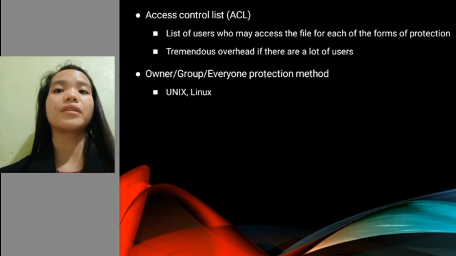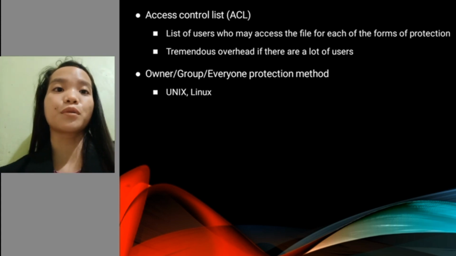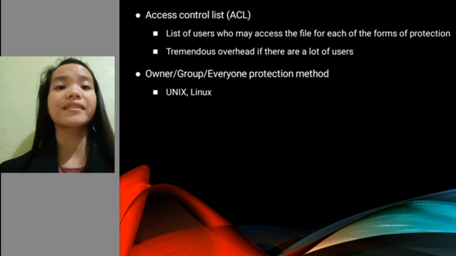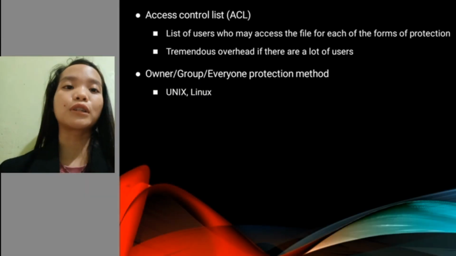So the access control list is a list of rules that specifies which users or systems are granted or denied access to a particular object or system resource. Access control lists can help us to organize traffic, to improve network efficiency, and to give network administrators granular control over users on their computer systems and networks. And then the owner, group, and everyone protection method for Unix and Linux.